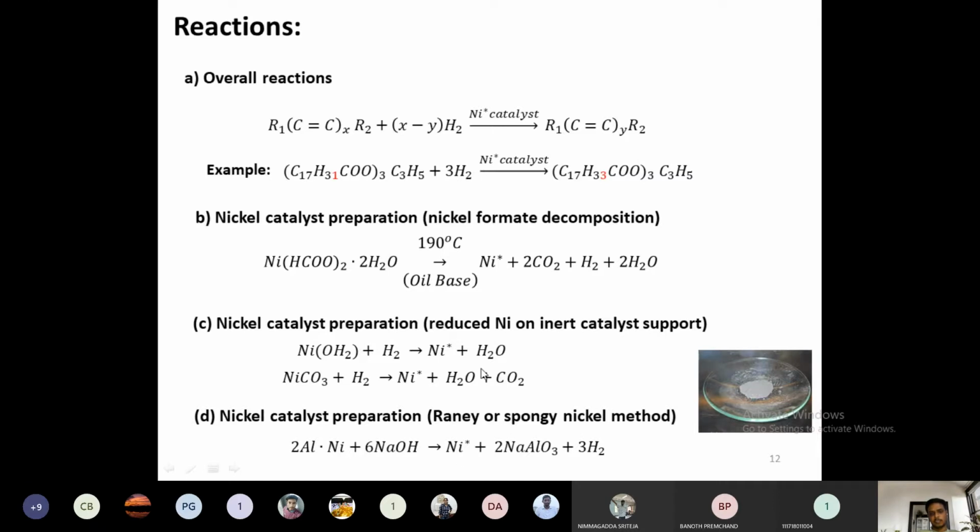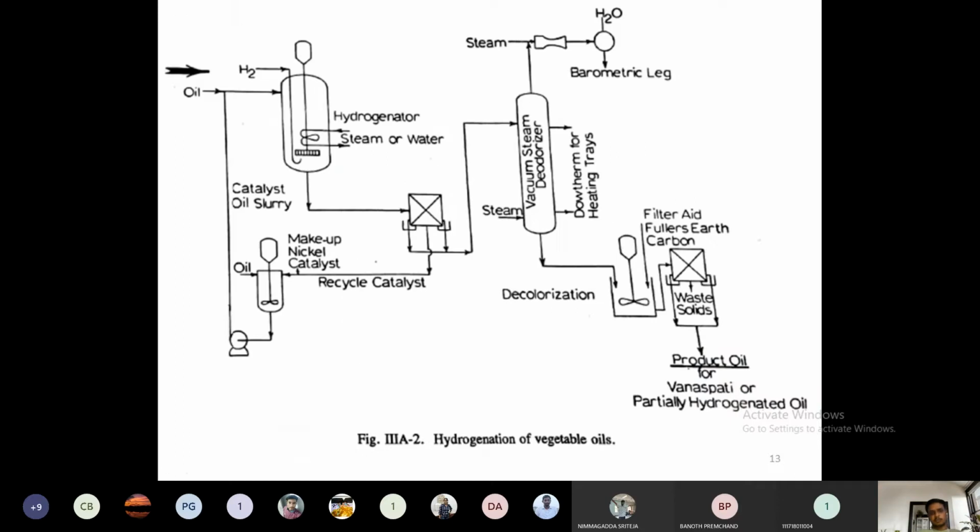Among all these three methods, the Raney nickel or spongy nickel method is very much advantageous because of its high surface area. As you can see in this picture, this is a typical picture of Raney nickel. It will be a white color powder, and in some parts it will be gray also. Then this is the overall flow sheet in which hydrogenation is carried out.